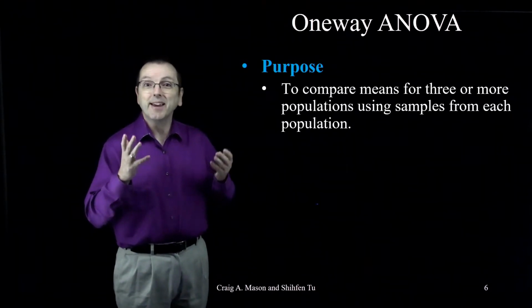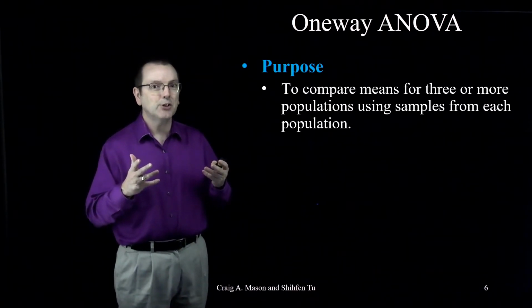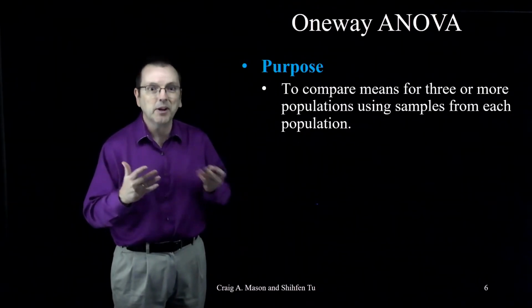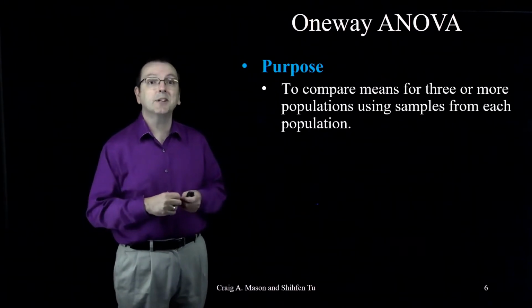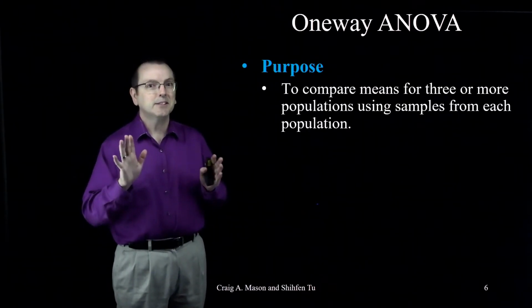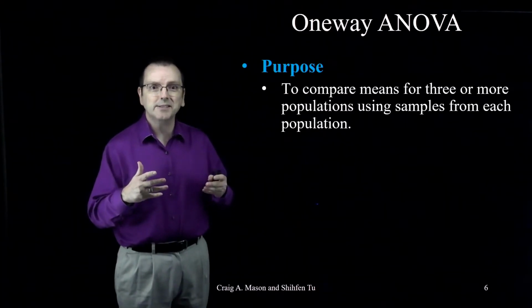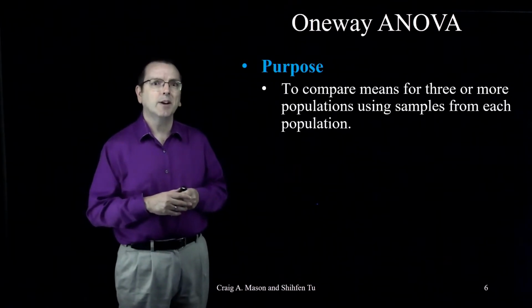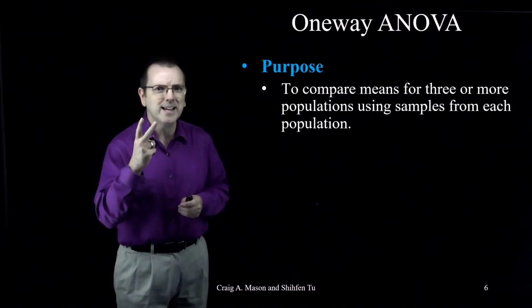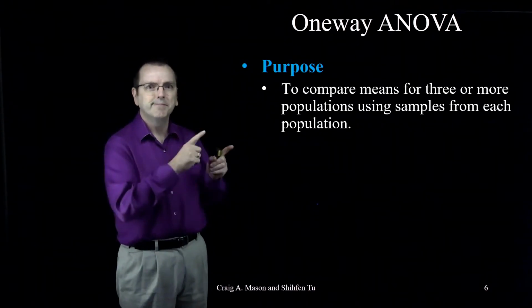Now, you can perform an ANOVA with only 2 samples, in which case you'll come to the exact same conclusion that you would have if you simply did a 2 independent samples t-test. Plus, as we'll see later, the results for the 2 independent sample t-test are more easily interpreted than the results for the ANOVA. So if you've got 2 groups, do a t-test. If you've got 3 groups or more than 3 groups, do the ANOVA.